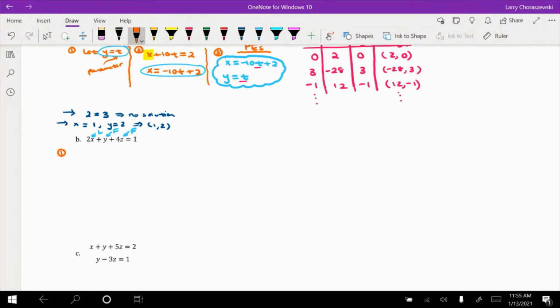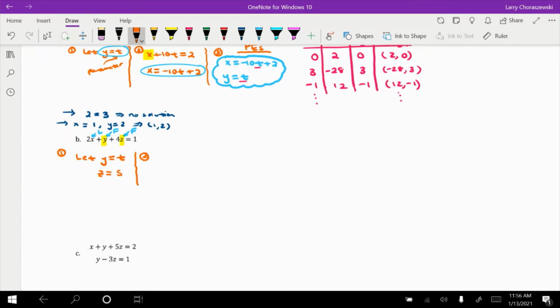So for this three-step process here, I'm going to say let y equal t. Now, we also need a parameter for z, and we should use a different letter. I know this is not in alphabetical order, but I'm going to define z as a parameter s. It's another common letter to use for parameters.